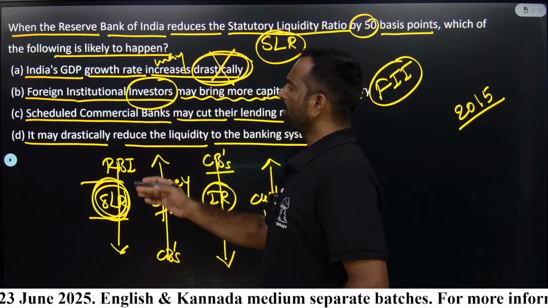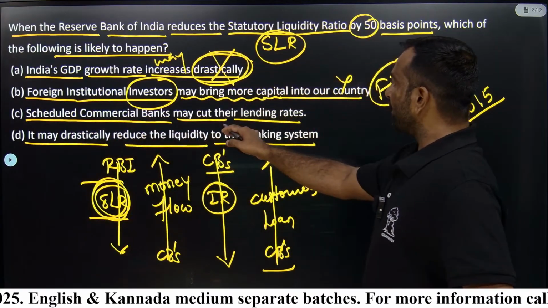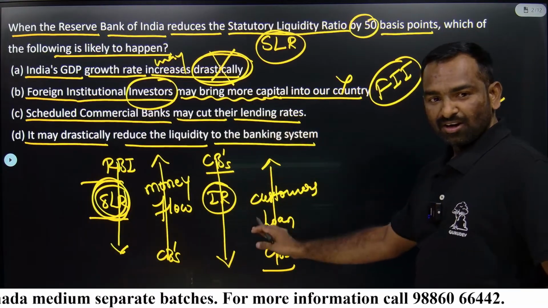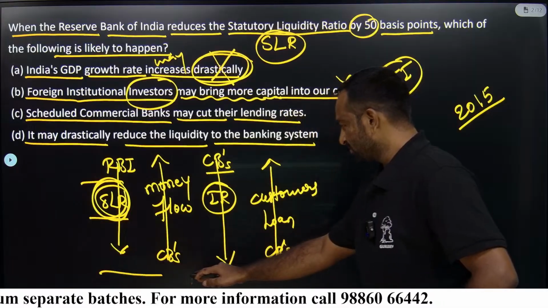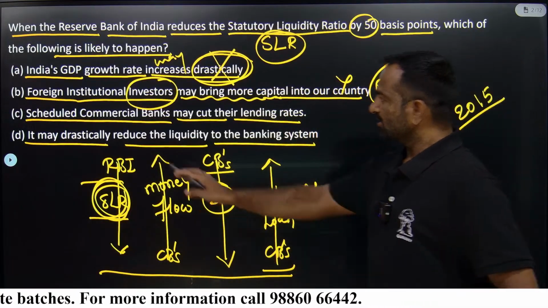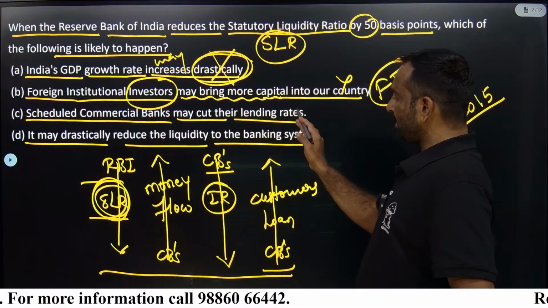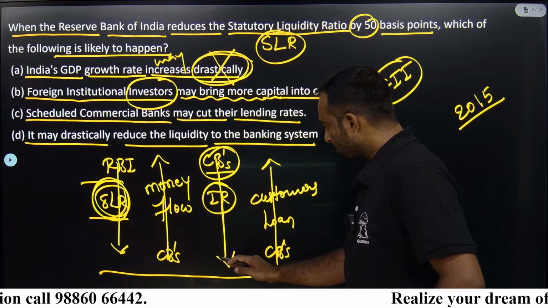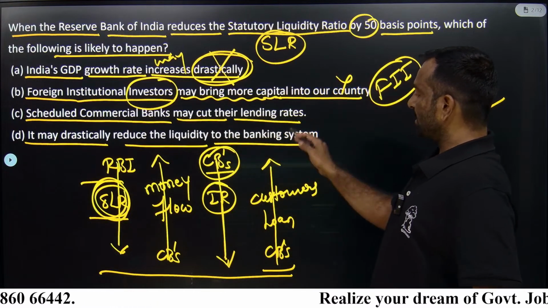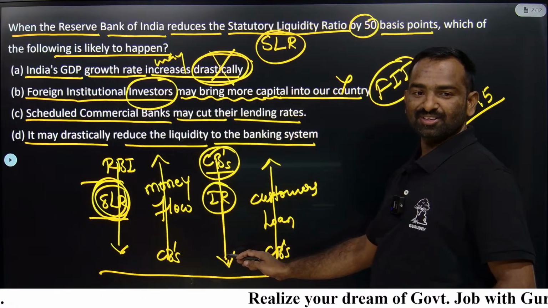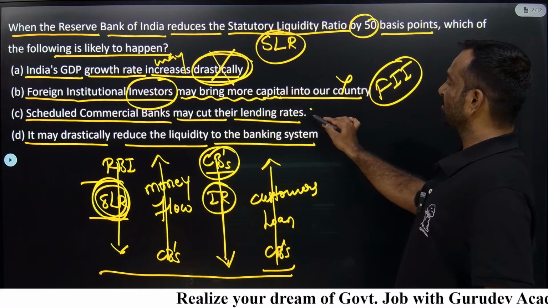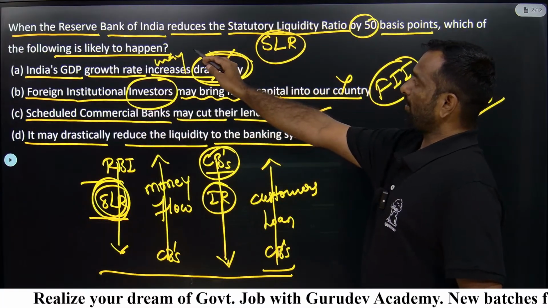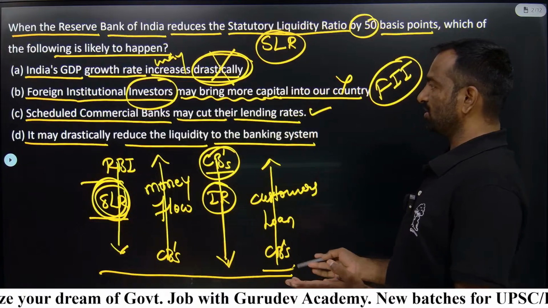The third one, the scheduled commercial banks may cut their lending rates. So now you can see the answer in this process. See here, the commercial banks may cut their lending rates. This is the answer, right? So the third one, the scheduled commercial banks may cut their lending rates when the RBI reduces the SLR. So this is the answer.